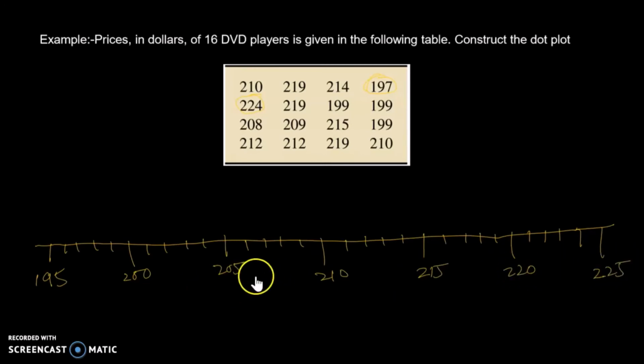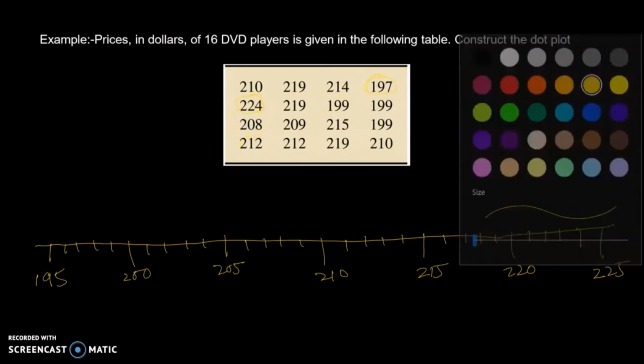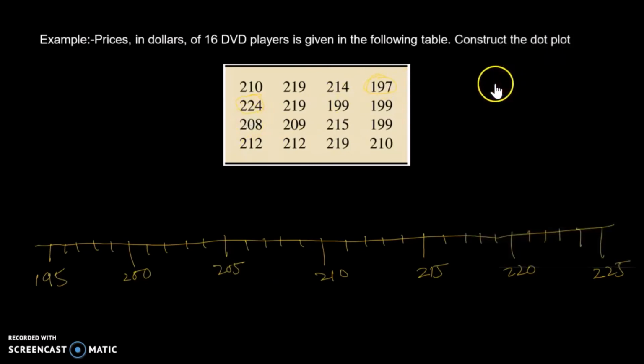So I have put a scale here, and that includes my minimum value and my maximum value. Now what is the next step? The next step is to plot these values on this particular axis. For every observation, I'm going to put a dot on top of the value.